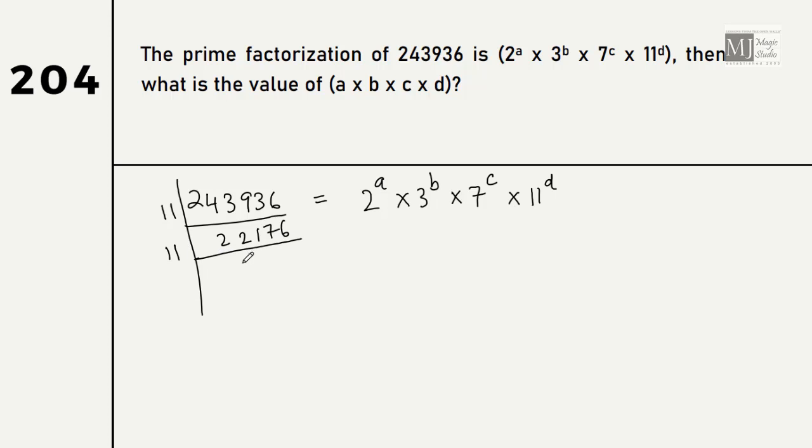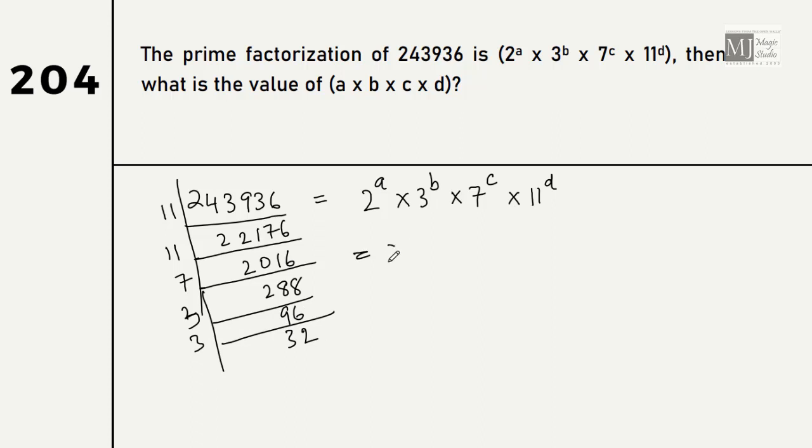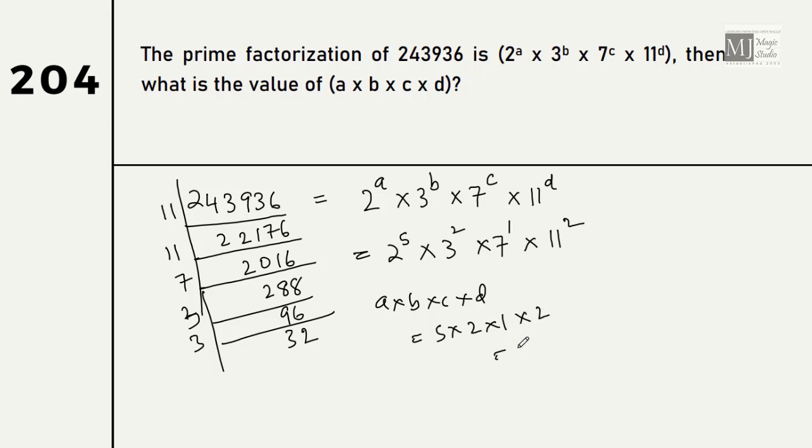Again I can see it is divisible by 11: 2016. Now since it is divisible by 7, I am dividing by 7. It gives me 288. By 3 would be 96, by 3 again 32, and we know 32 is 2 to the power 5. So this would be 2 to the power 5 into 3 to the power 2 into 7 to the power 1 into 11 to the power 2. So the value of A into B into C into D is 5 into 2, 10, into 1, 10, into 2, 20.